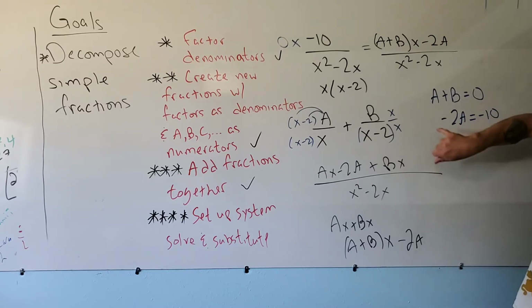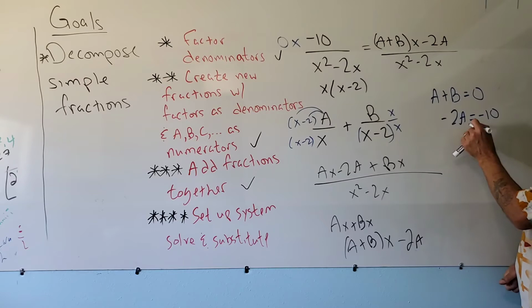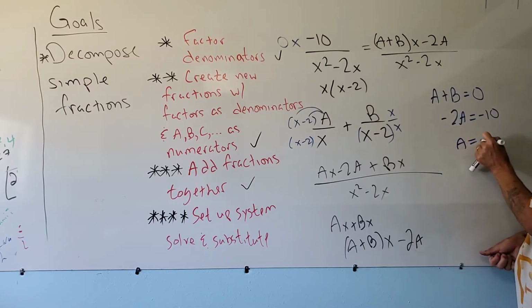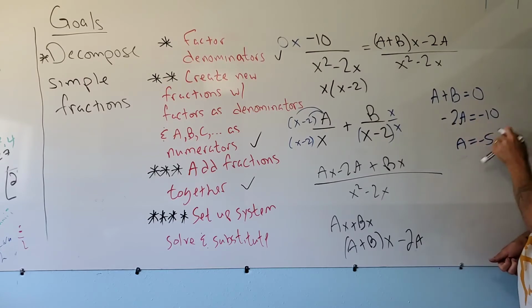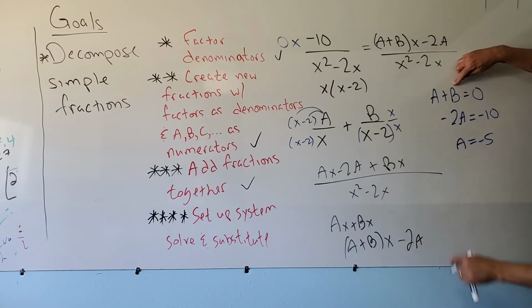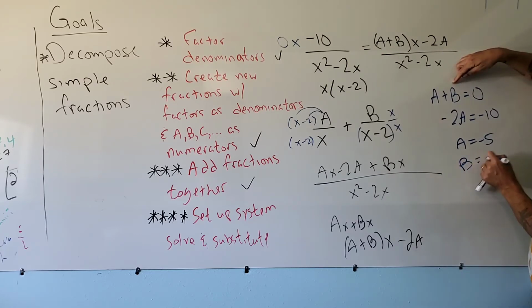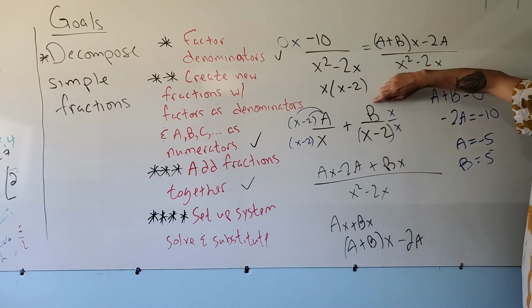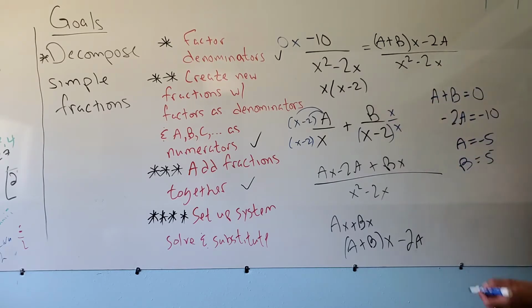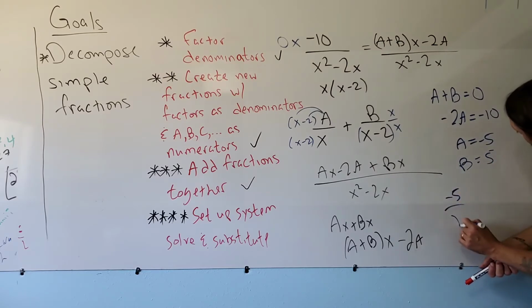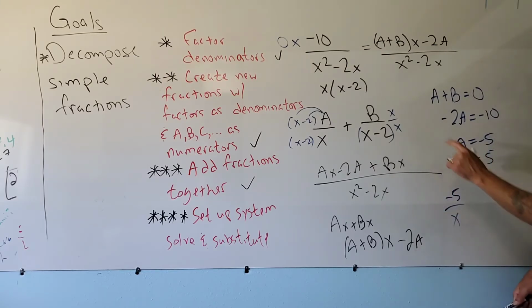All right, this has no b value. So I just have to find a. Once I know a, I can plug that in and find my b value, right? So that means that a in the second equation is going to be equal to negative 5 when I divide out the negative 2. That means b must be equal to positive 5 because these two added together equal 0. So now I can go back to this step and I can write my decomposed fractions. So a is negative 5, b is 5.